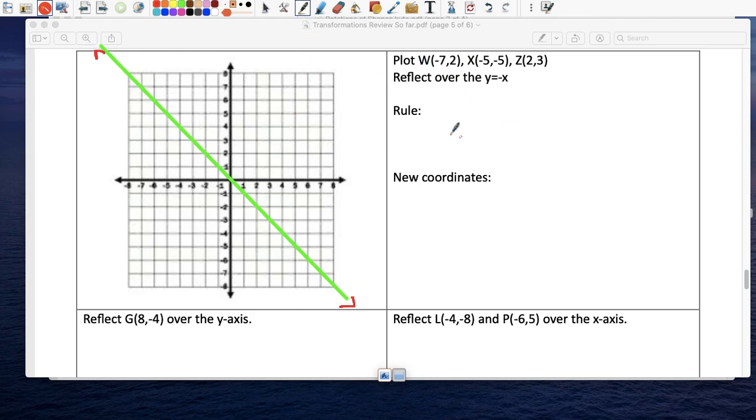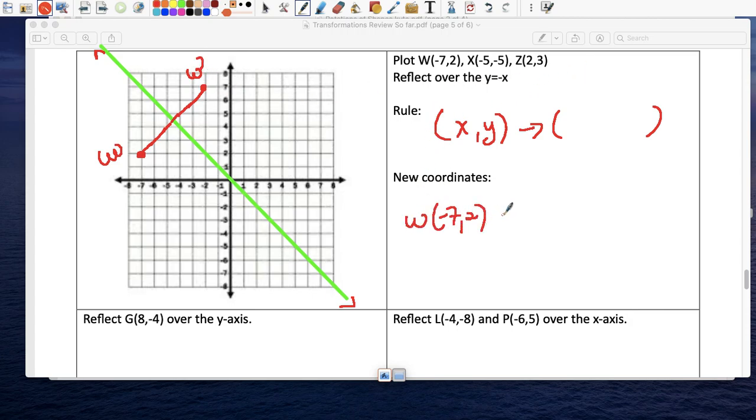Okay, so let me do one, and then we can figure out what the rule is. So the point is -7 and 2. -7 and +2 is here. And we'll call that W. It's a reflection, so it's going to be on the other side. So it's going to be one diagonal, two diagonals, and a half, 1, and 2. So this is where W prime is. W was -7 and 2, which became W prime, and the coordinates of W prime are -2 and 7.